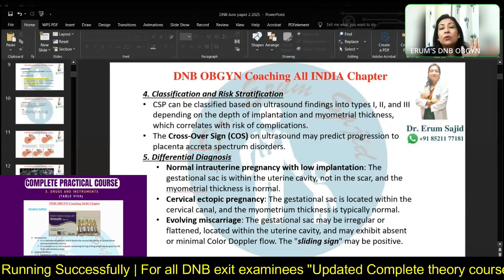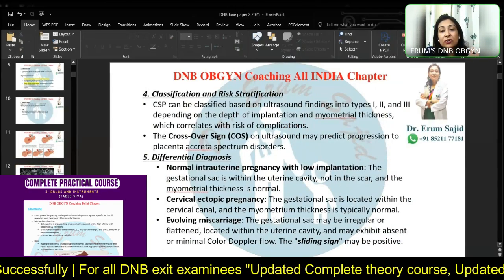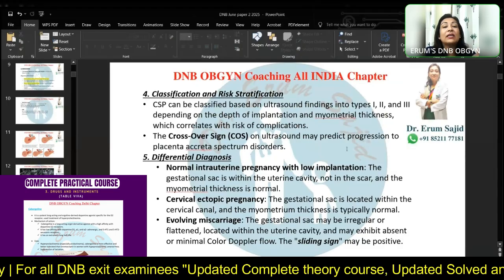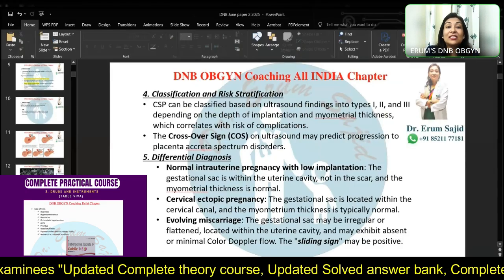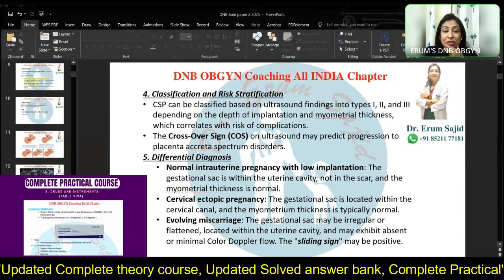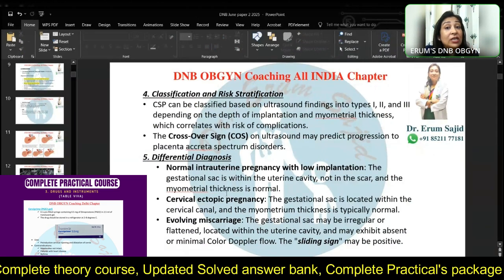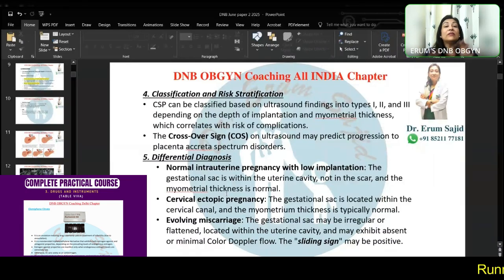So crossover sign, we usually don't speak about it, but yes, you should know that an ultrasound may predict progression to placenta accreta spectrum disorders, because the placenta is developing outside or inside the myometrial layer. So it's as bad as that. Differential diagnosis is a normal intrauterine pregnancy with a low implantation.